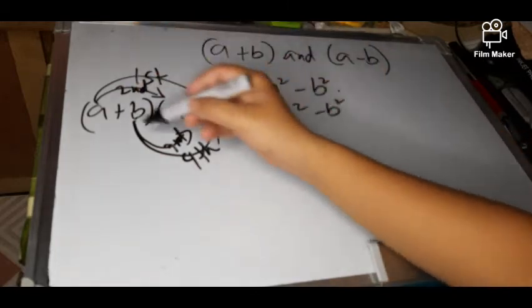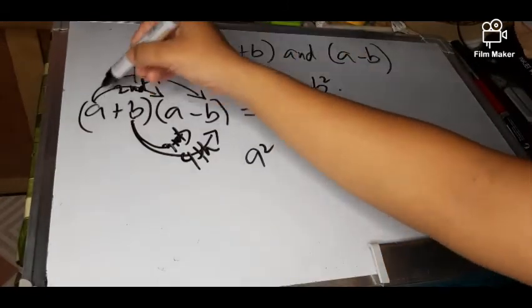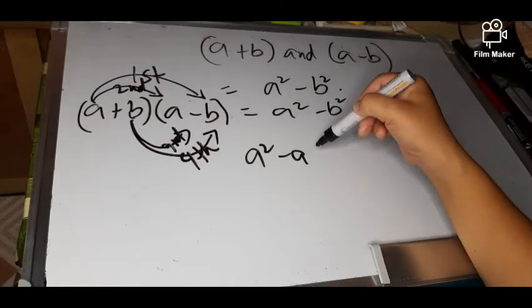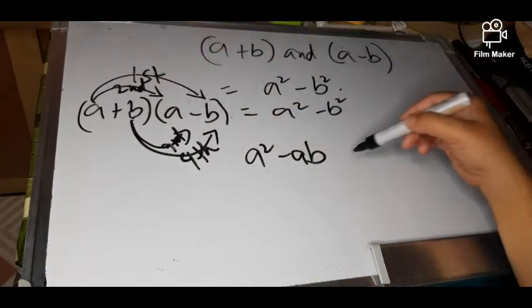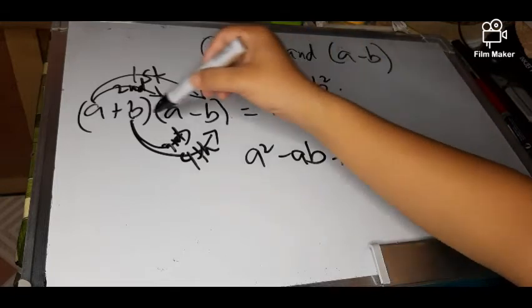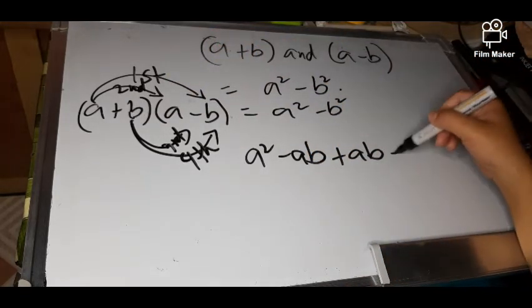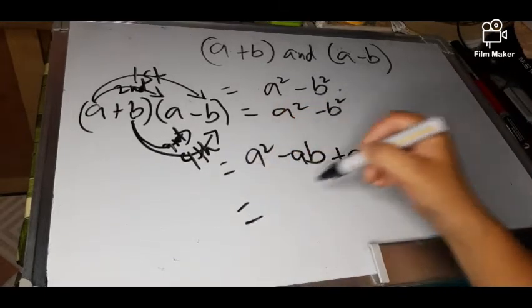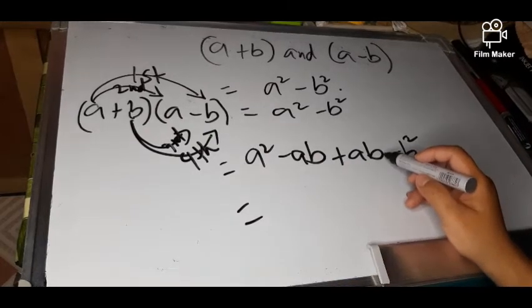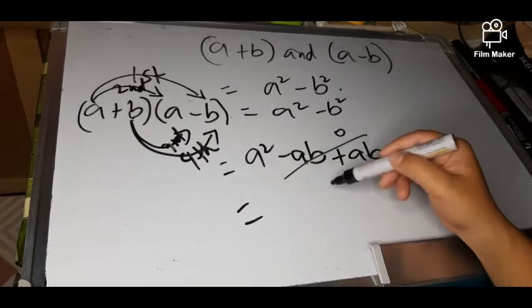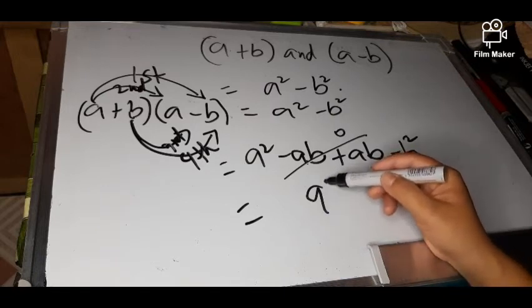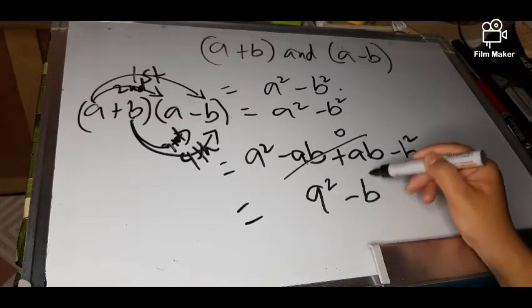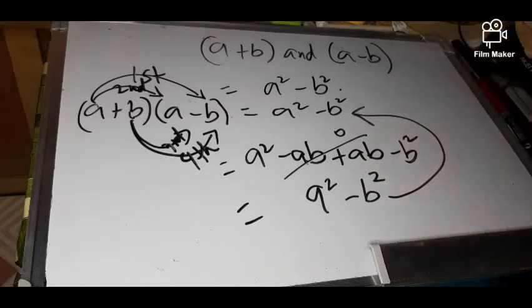So, a times a is a squared, a times negative b is negative ab, b times a plus ab, b times negative b is negative b squared, and simplify. So, negative ab plus ab, that is 0. So, matitira sa atin ay a squared minus b squared. That is equivalent to here. Okay. Yan yung explanation kung paano siya.